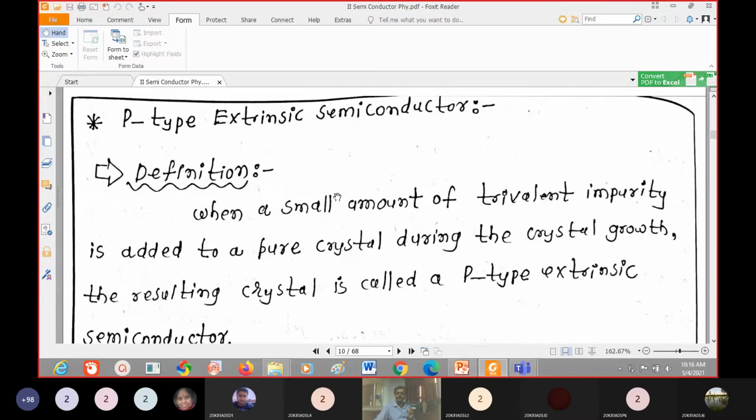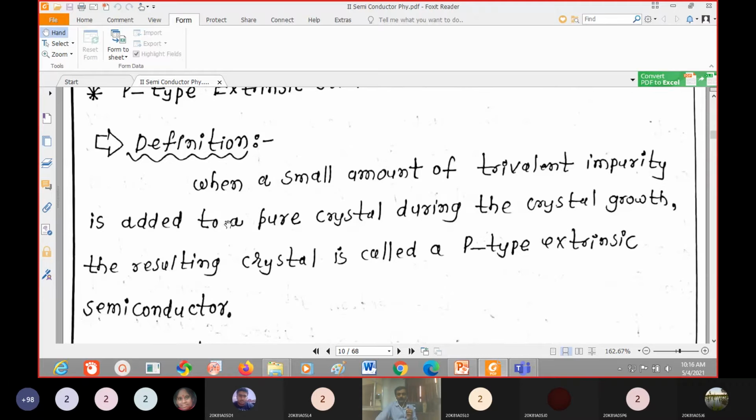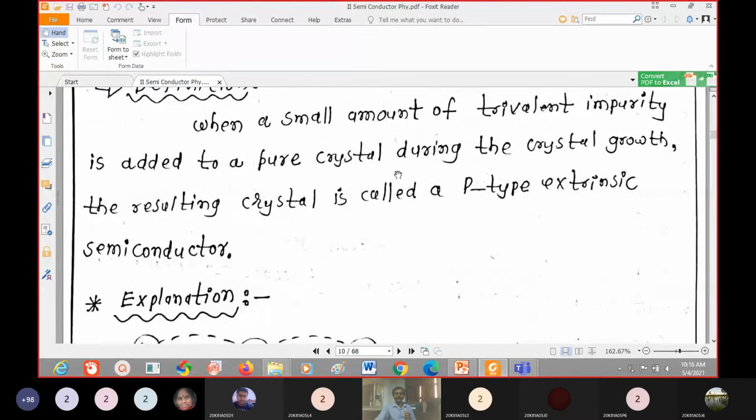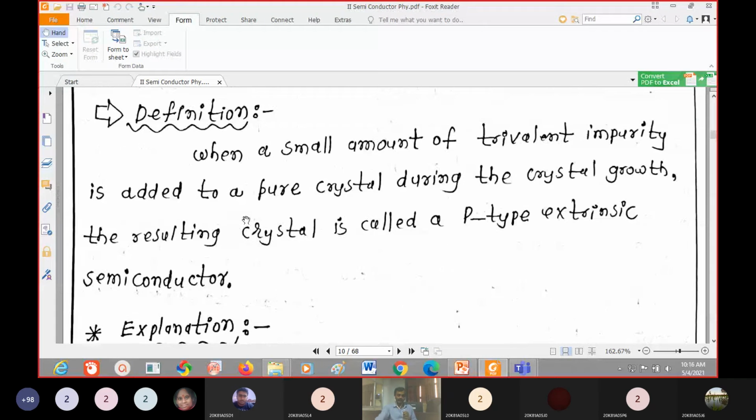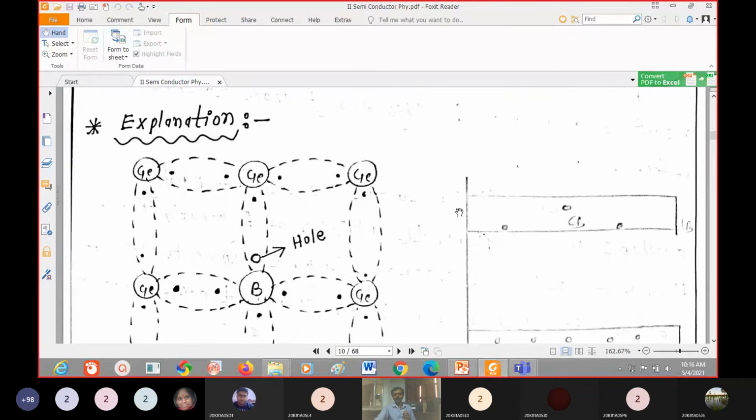Now the p-type extrinsic semiconductor. Coming to the definition: when a small amount of trivalent impurity is added to the pure crystal during the crystal growth, the resulting crystal is called a p-type extrinsic semiconductor. So what we are doing is adding the trivalent impurity atom while preparing the extrinsic semiconductor.